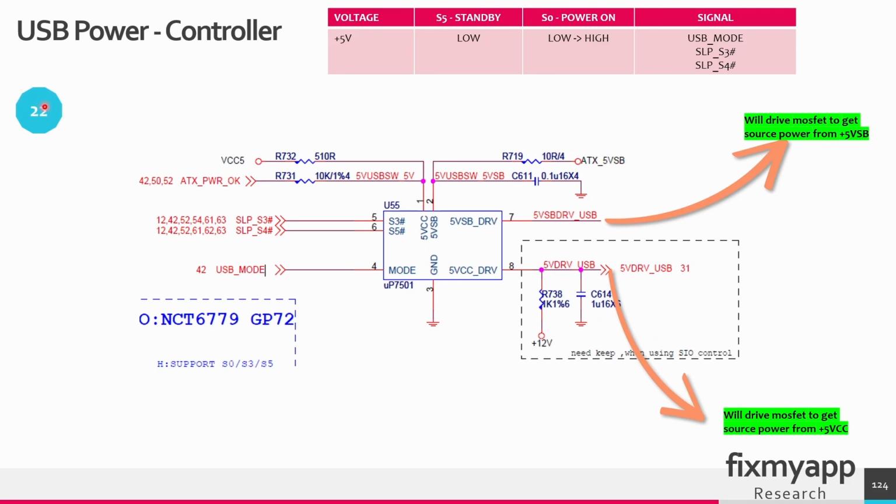In power sequence 22, we have to create the 5 volt for the USB connectors. In standby state, this voltage will not be generated unless you turn it on in your BIOS. In the power on state, this voltage will go from 0 volts to 5 volt. To generate this voltage, it depends on the sleep state 3, 4 and the USB mode. So these signals will determine how to generate this plus 5 volt.